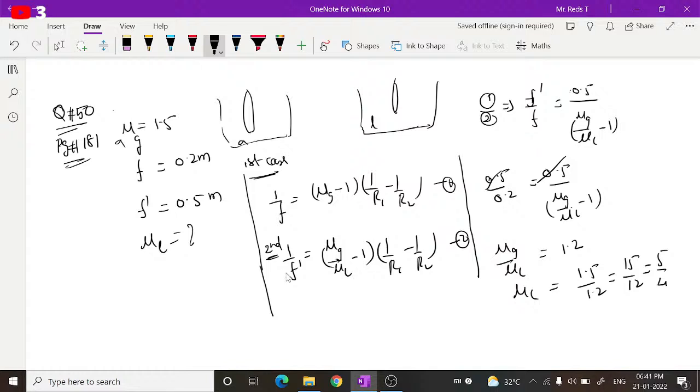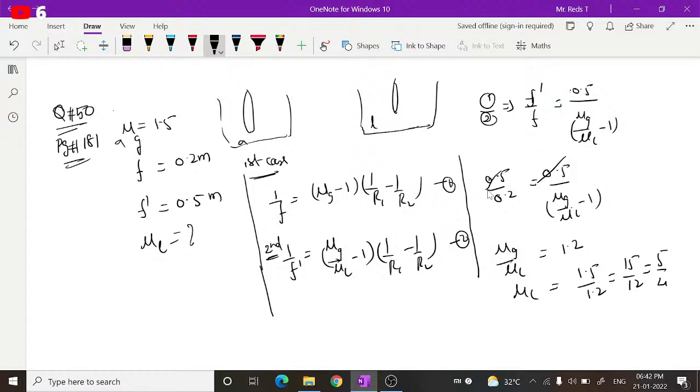Sign convention, these are the sign conventions properly. A thin equiconvex lens. Equiconvex means R1 and R2 are equal, so it should be 2 by R, 2 by R. When it is immersed in a liquid, it behaves like a concave lens.